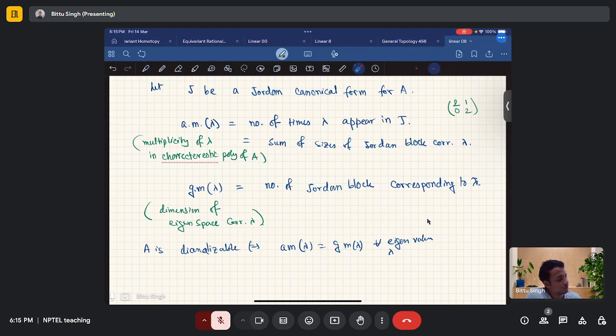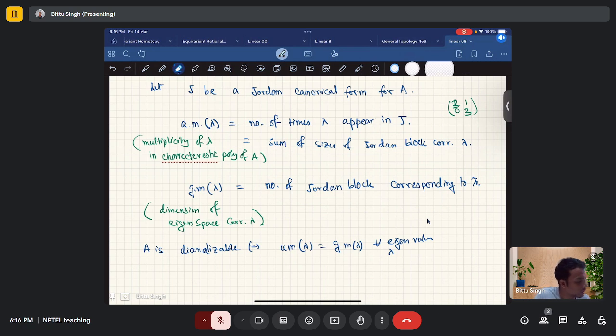Then we can see the sum of sizes of Jordan blocks corresponding to lambda is 2. That is the number of times the eigenvalue 2 occurs. But the number of Jordan blocks is a single one, by definition of Jordan blocks. So 1 is not equal to 2. For example, let us write 3, otherwise it may confuse. So here, though the algebraic multiplicity is 2, the geometric multiplicity is actually 1, because there is only a single Jordan block.